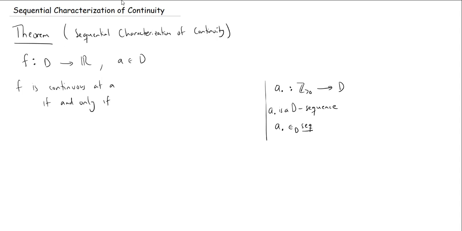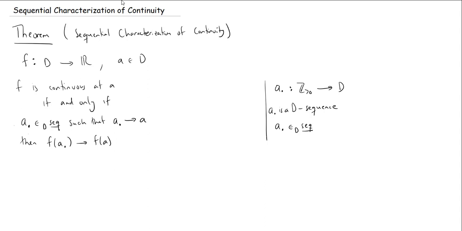So f is continuous at A if and only if, for every D sequence a-dot such that a-dot converges to this point A, then if I apply f to a-dot, this should converge to f of A. So continuity sort of preserves convergence of sequences.